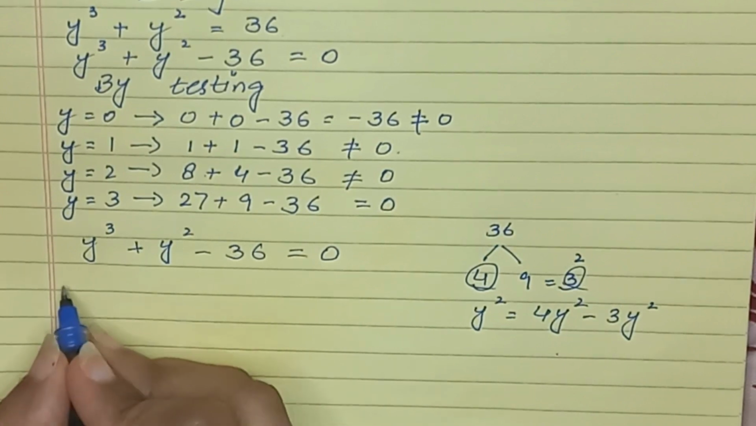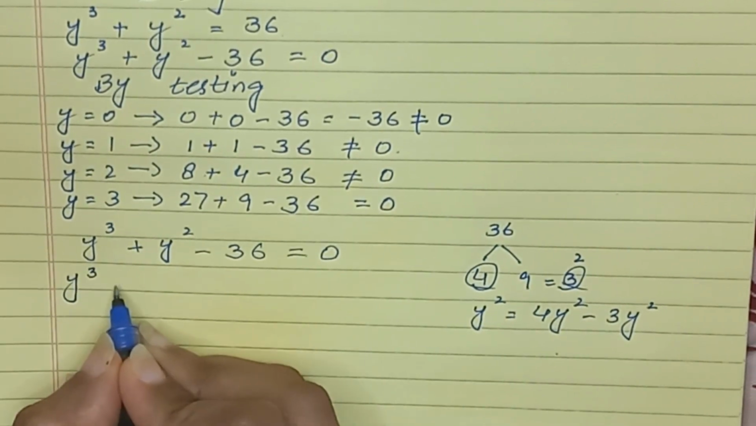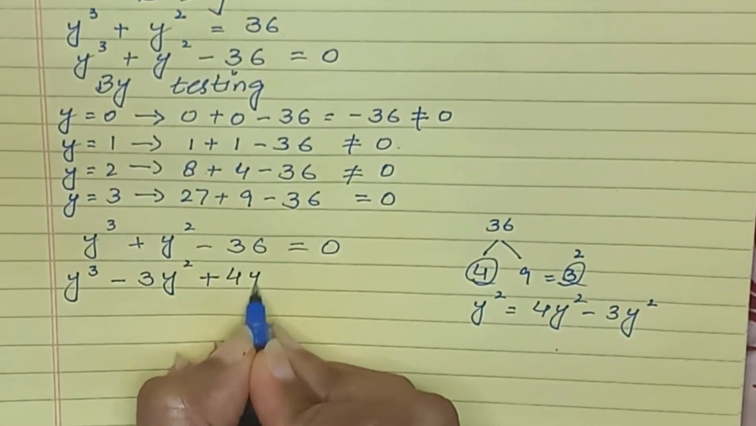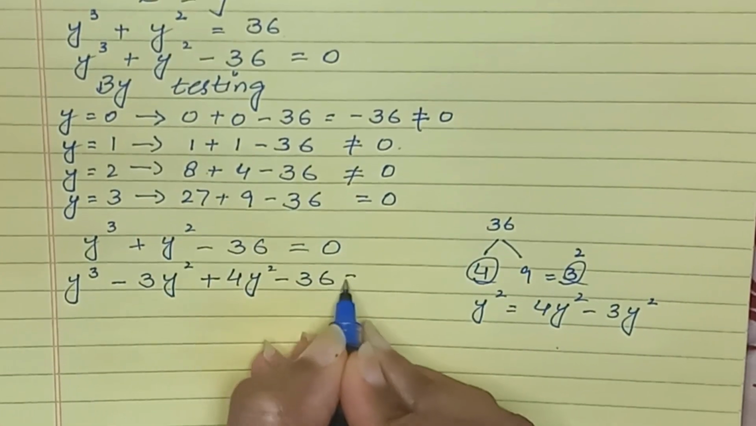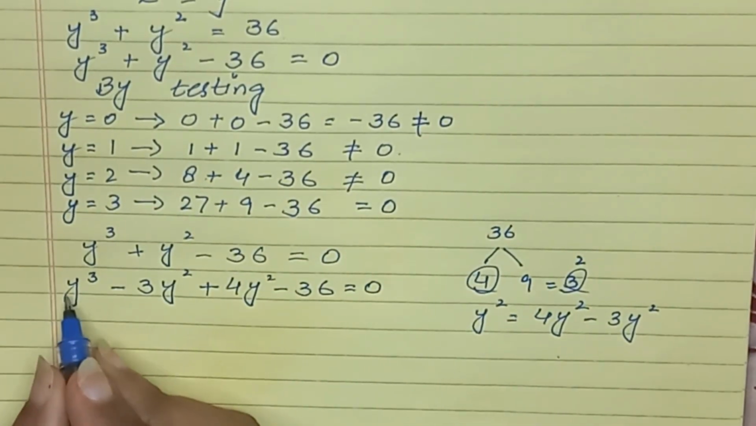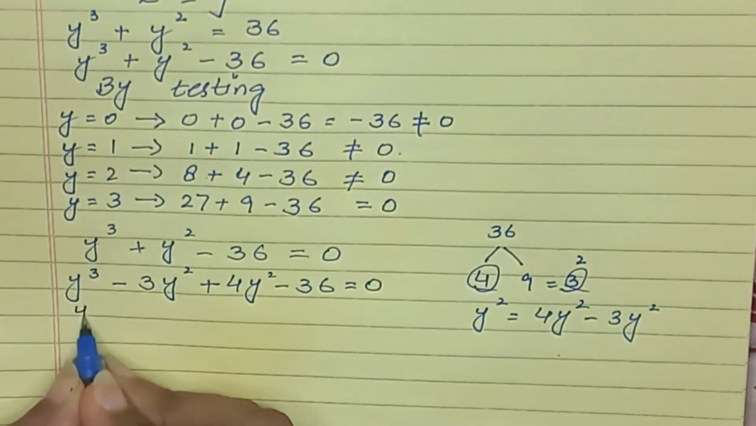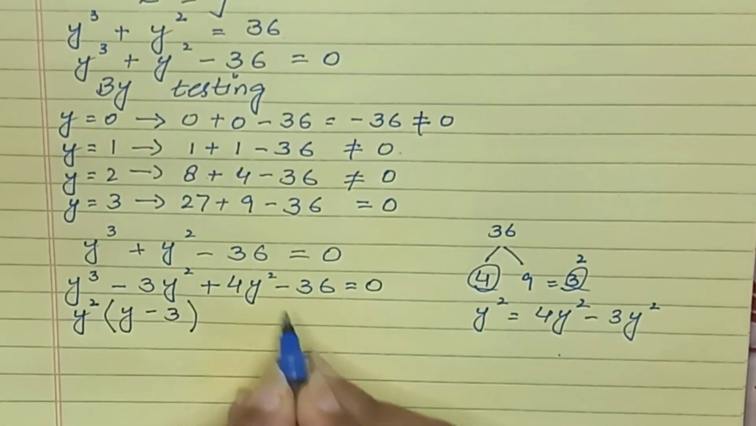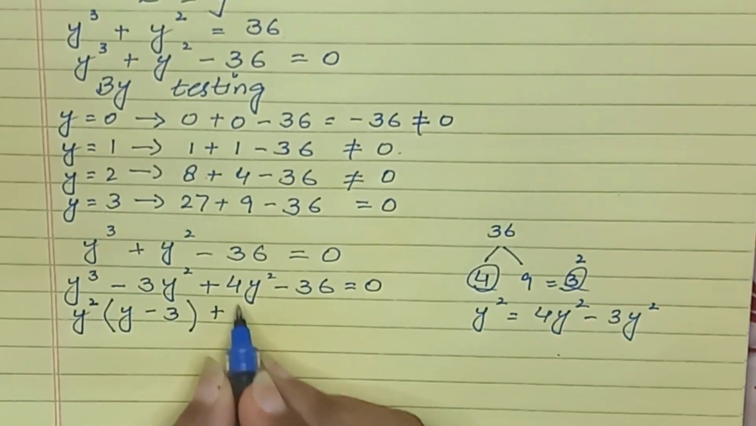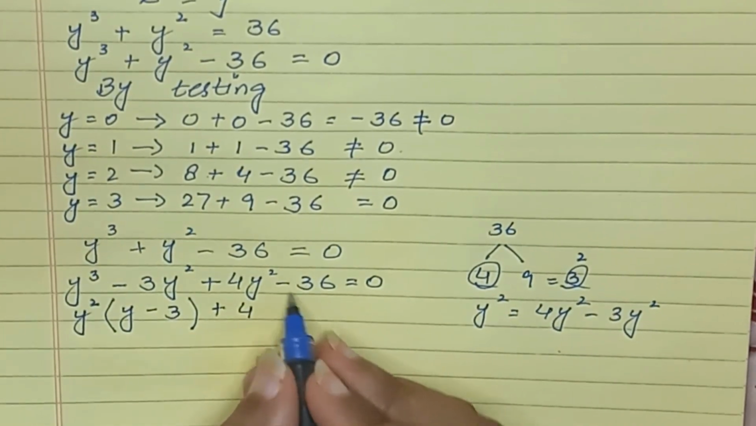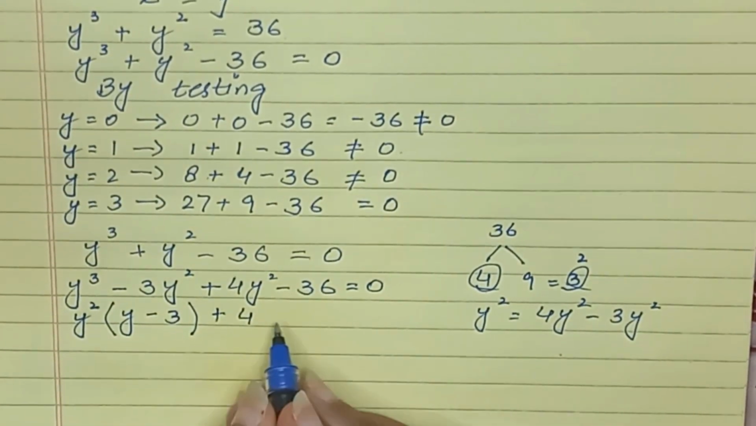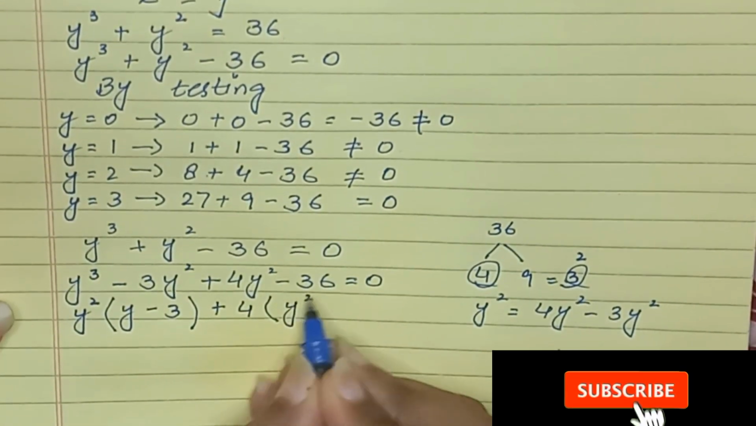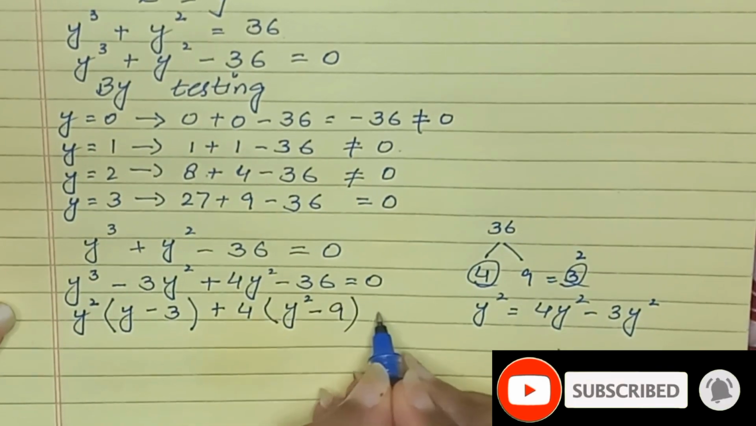So let's start: y cube minus 3y square plus 4y square minus 36 equal to 0. From the first two terms y square is common, so we are left with y minus 3. From the other two terms 4 is common, because 4 times 9 is 36, so we are left with y square minus 9 equal to 0.